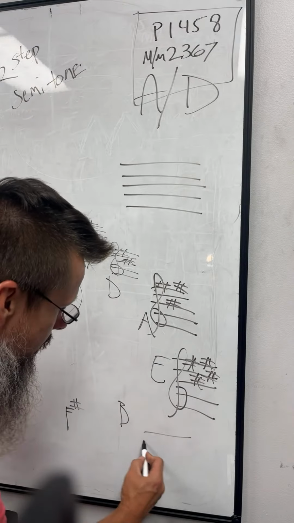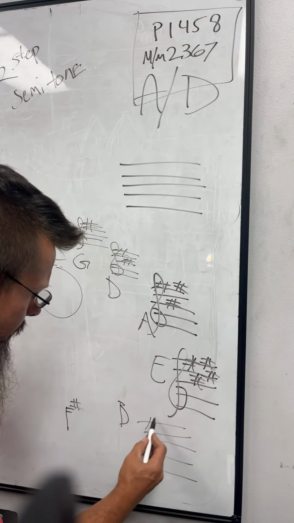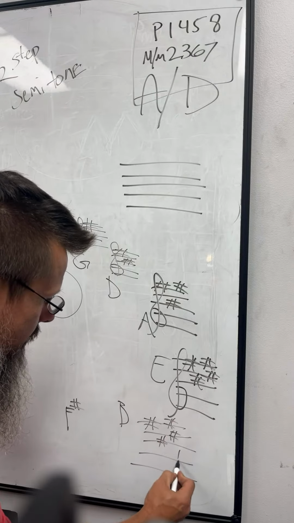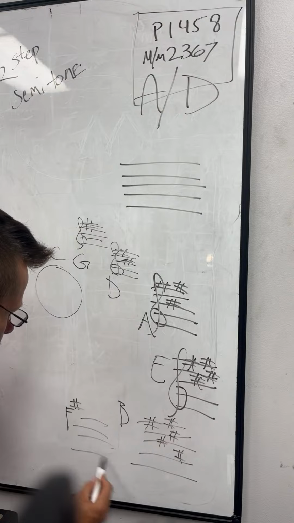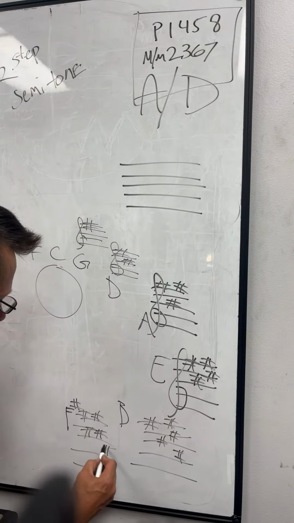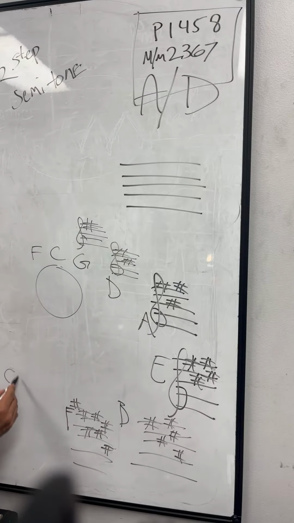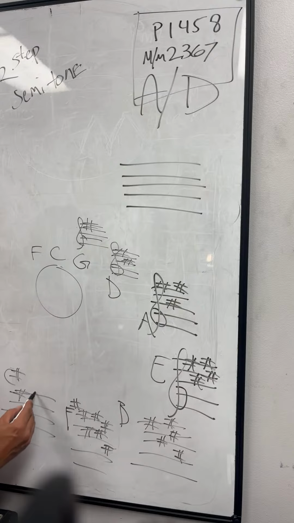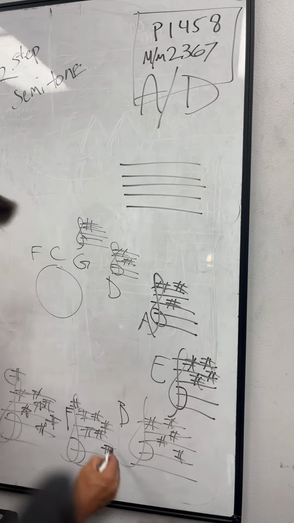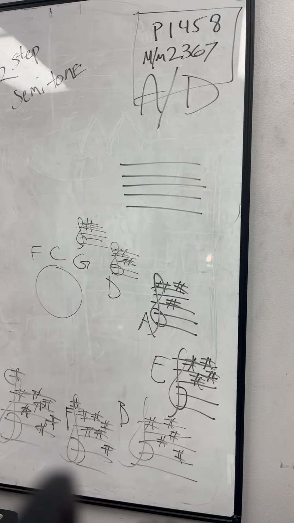B major has all the same fun sharps that were in the key of E, except now we add one. The A sharp. Boom. F sharp is going to have F sharp, C sharp, G sharp, D sharp, A sharp, and then E sharp. And then lastly, C sharp is going to have all of the sharps: F sharp, C sharp, G sharp, D sharp, A sharp, E sharp, and lastly, B sharp. Those are missing treble clefs. Those are all of our sharps.